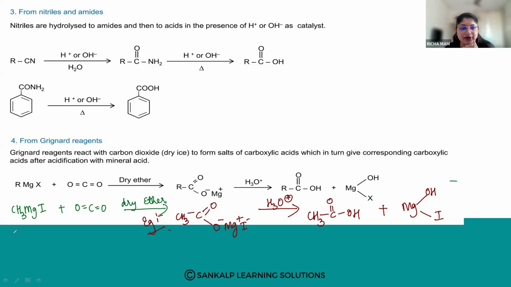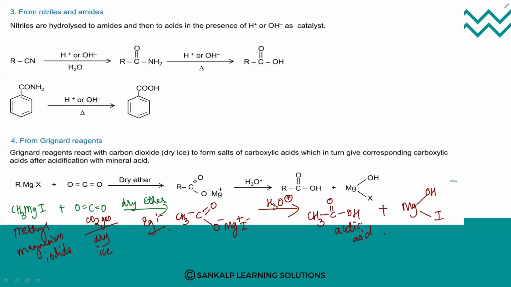So here we are going to take methyl magnesium iodide. When you treat your methyl magnesium iodide with carbon dioxide gas, or you can call it dry ice, in the presence of dry ether, I'm going to get acetic acid. So this is the reaction. Is it clear? Yes, ma'am. Okay.